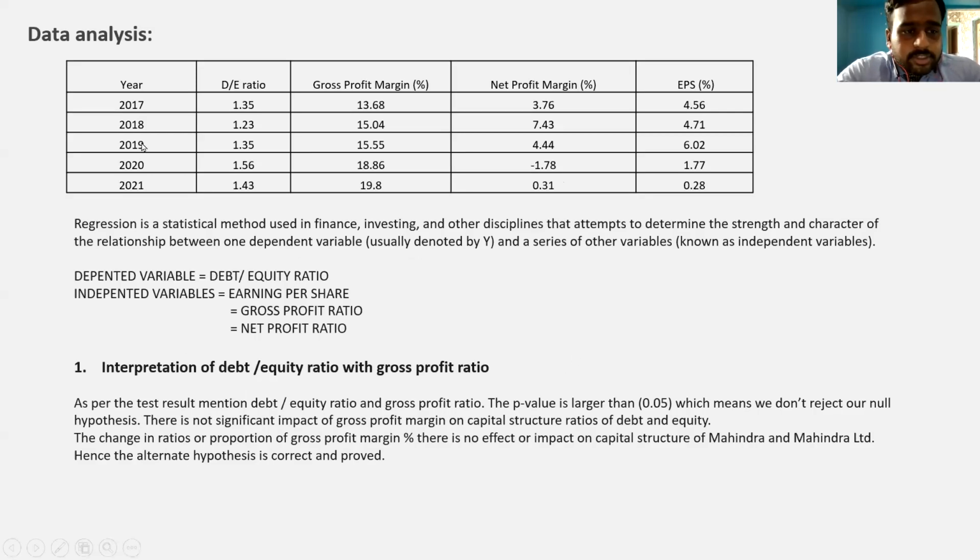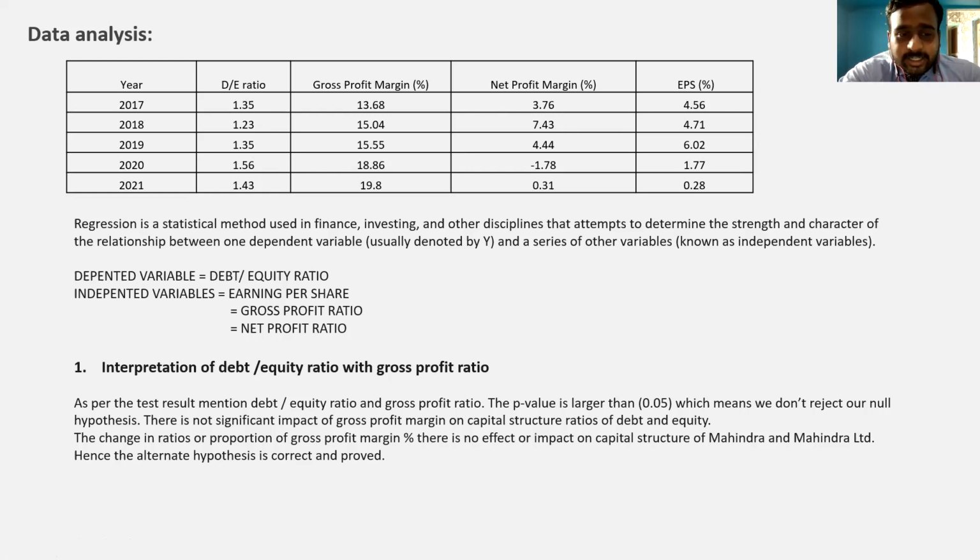These are the 5 years which we have taken: 2017, 18, 19, 20, and 21. The debt to equity ratio is different for various years. The gross profit ratio and net profit ratio are also different for various years, and so is earning per share. All these percentages have been calculated by me during the research paper, and the debt to equity ratio has been given by the website itself. The test which we have used here is regression.